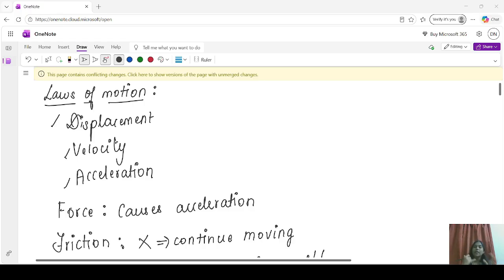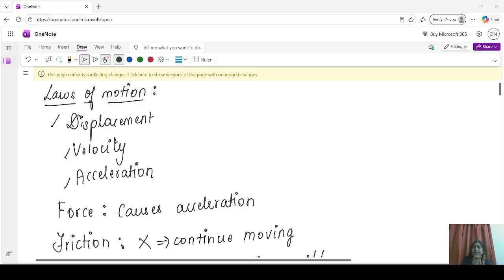Okay. Now today we'll be seeing why bodies move, why bodies stop, how force changes motion, why friction exists, why rockets launch, and why planets revolve. So all of these come under one chapter called laws of motion. Okay. Let us start with displacement, velocity, and acceleration.